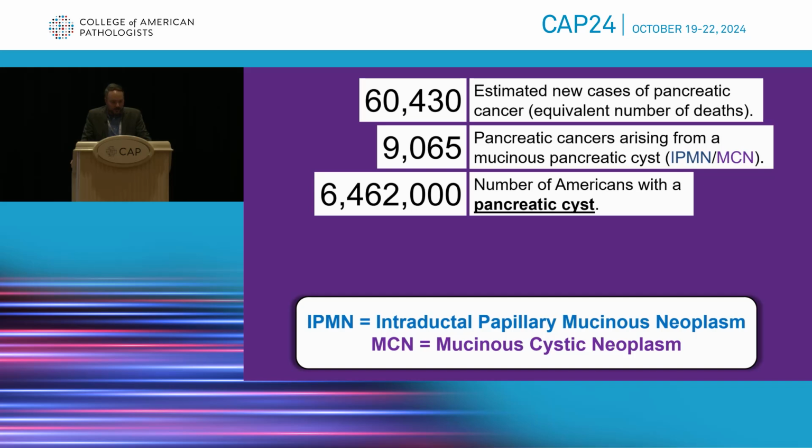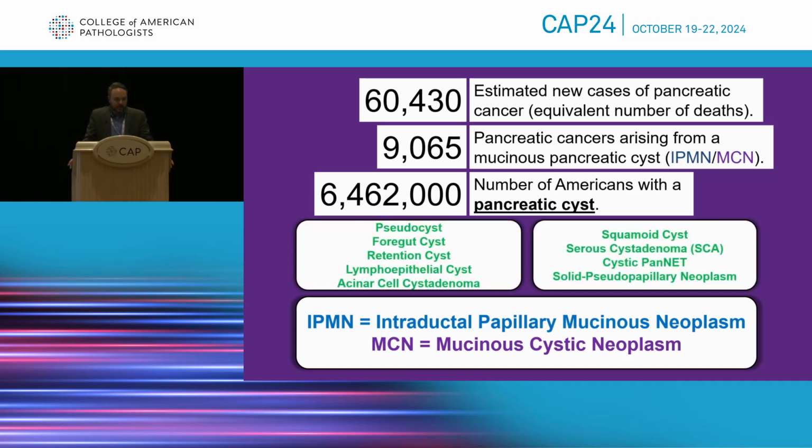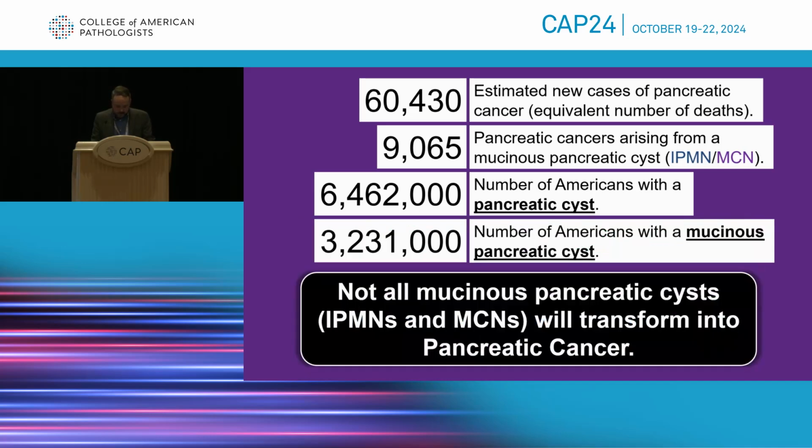However, there's a large number of Americans who have a pancreatic cyst, more than 6 million. It might not be discovered necessarily, might be incidentally discovered eventually, but there's a lot of people walking around with pancreatic cysts. There can be a lot of different types of cysts, neoplastic and non-neoplastic. I won't go through them all here, but there's a variety of different types of pancreatic cysts that they may be once they're discovered on imaging studies.